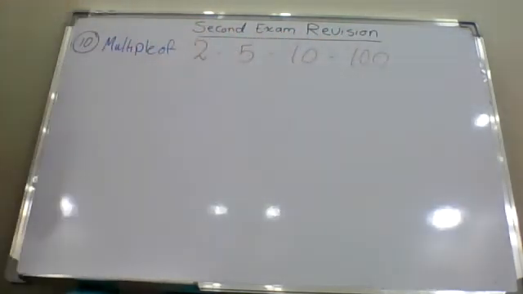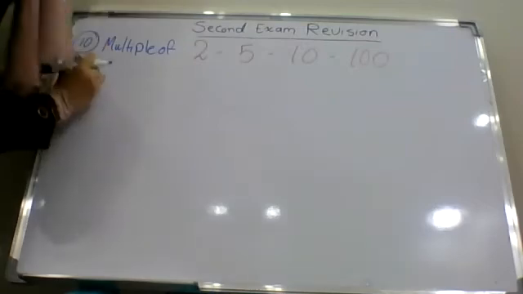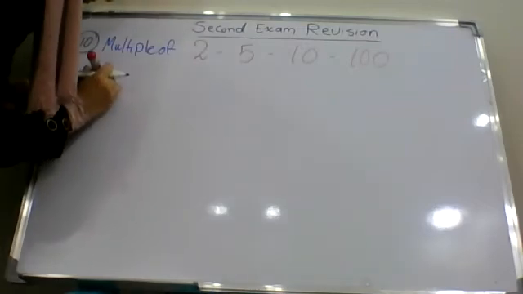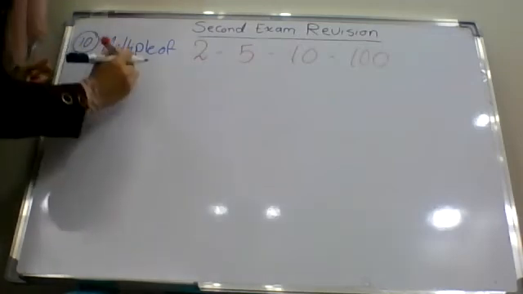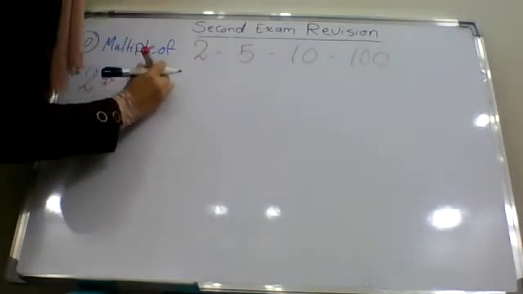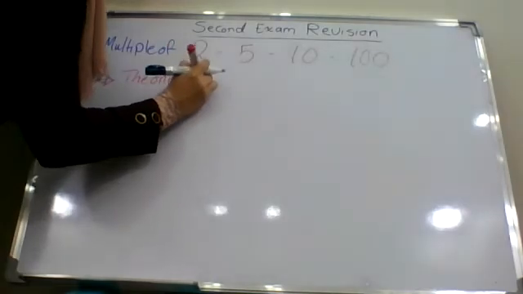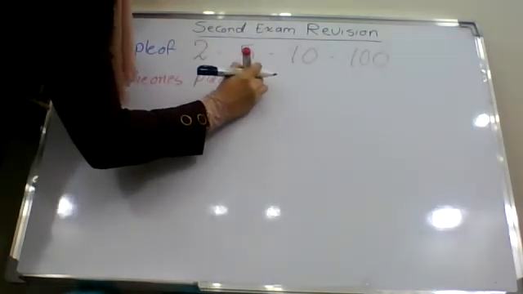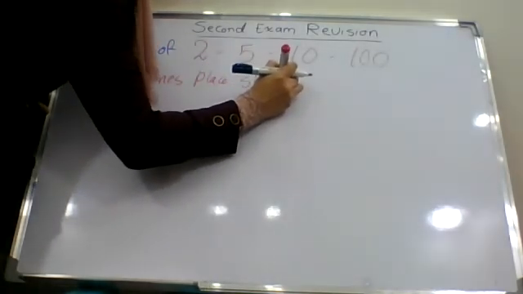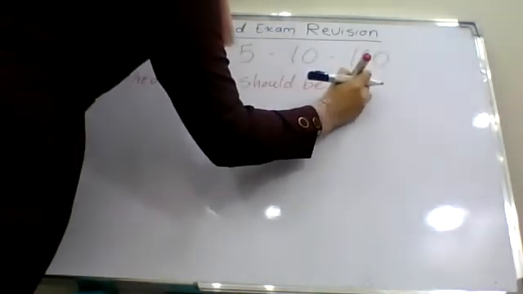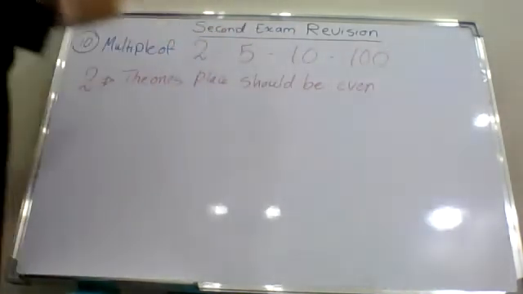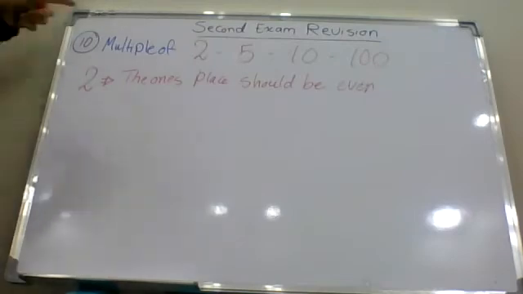I need to know what the multiples of 2, 5, 10, and 100 are. The first one is 2. How can I know if any number is a multiple of 2? Okay, you have to follow the rule. What is the rule for number 2? The ones place should be what? Even. Excellent. So if the ones place is even, the whole number is a multiple of 2.